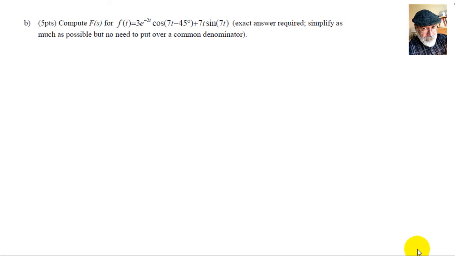And now we turn our attention to part B of question 1 for 5 marks. Compute the Laplace transform of this function of time. Exact answer is required. Simplify as much as possible, but do not go crazy in trying to put over a common denominator.